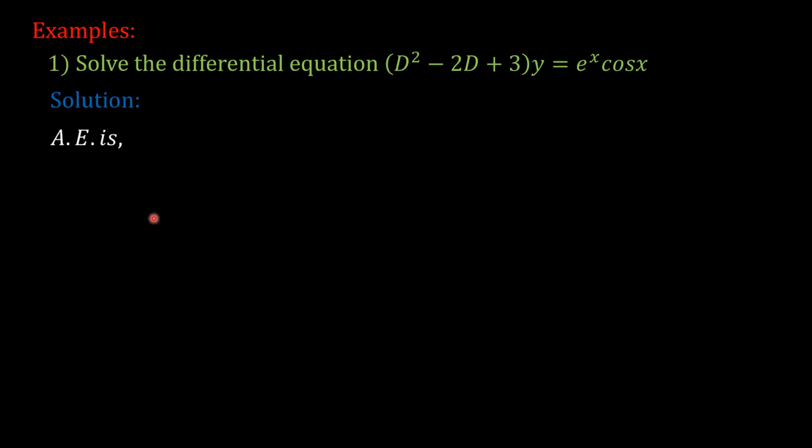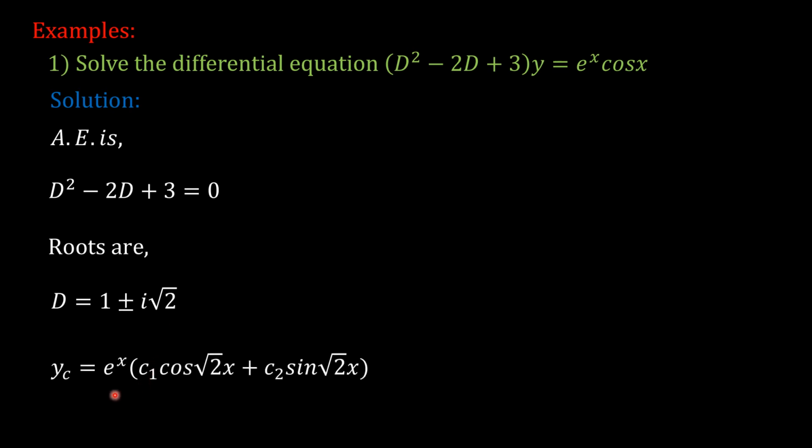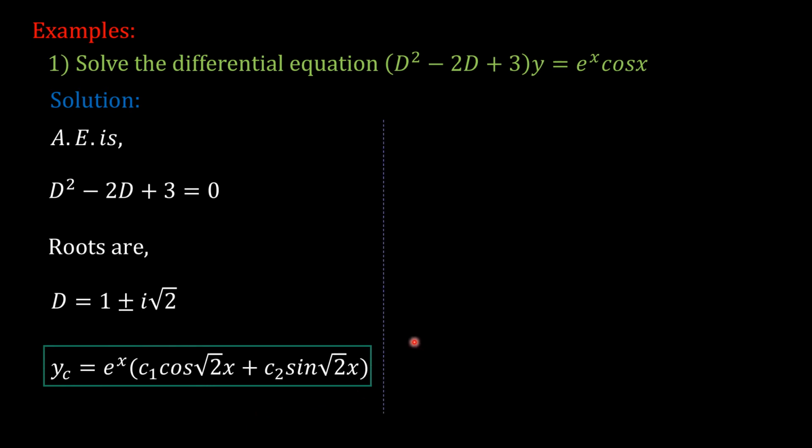Auxiliary equation is D square minus 2D plus 3 is equal to 0. Obtain the roots of this equation, which are 1 plus minus i root 2. So they are two complex roots with alpha equal to 1 and beta equal to root 2. Therefore, complementary function is yc is equal to e raised to x into c1 cos of root 2x plus c2 sin of root 2x, which is the required complementary function. Now we'll go for obtaining the particular integral.